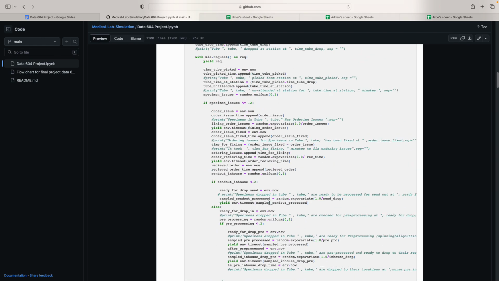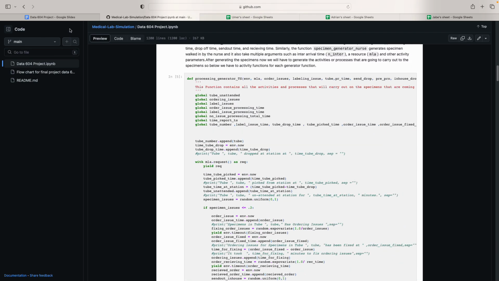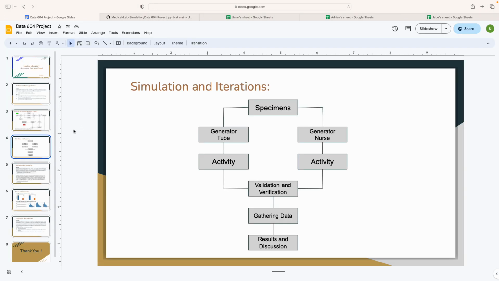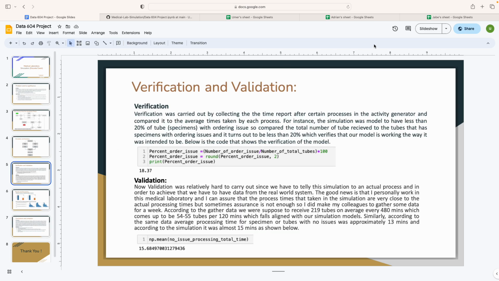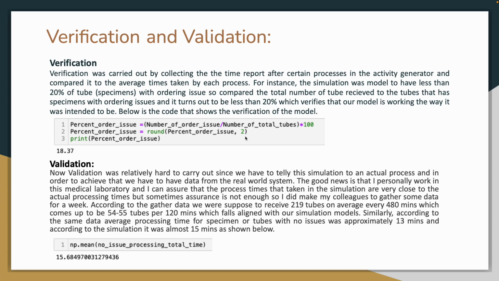I'll share the link for the code, and you can take a deep dive into the code and check it out. After creating this, I gathered some data for verification and validation.